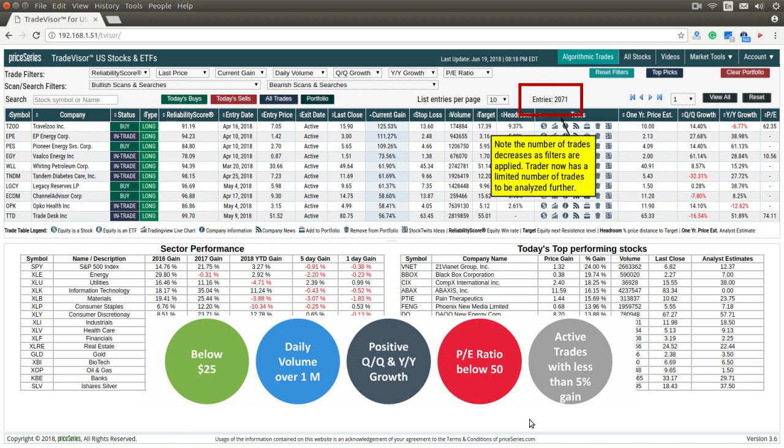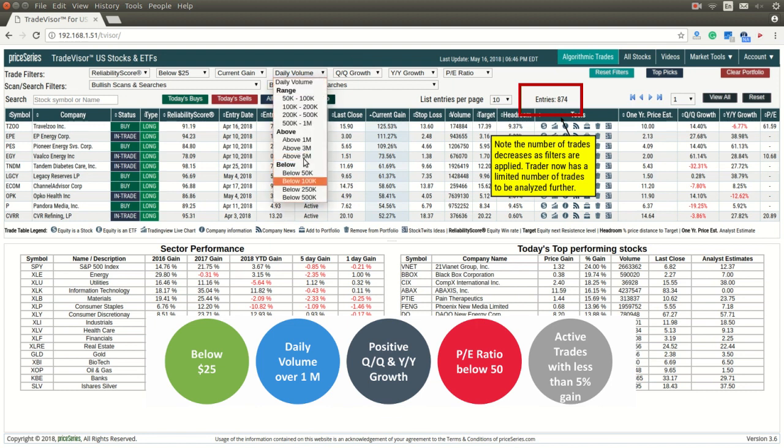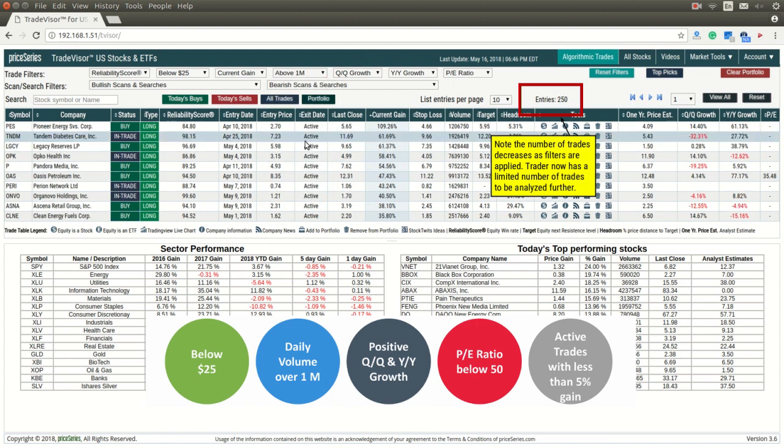Let's first make the price selection by clicking on the Last Close dropdown. We'll select the below $25 option. Notice that the number of active trade choices have reduced after the application of the price filter. Next, let's apply the volume filter. We'll click on the Daily Volume dropdown and choose the Above 1 million option. Notice that the number of active trade choices further condensed when we apply the volume filter.